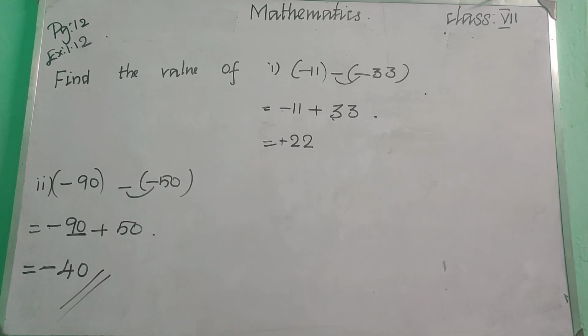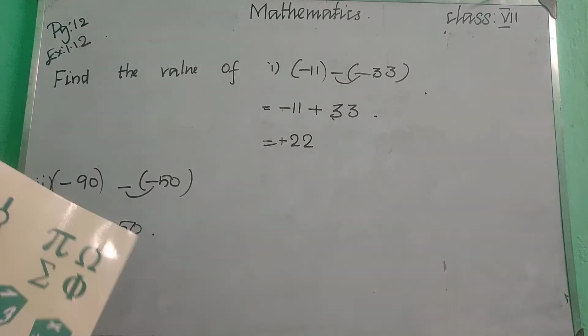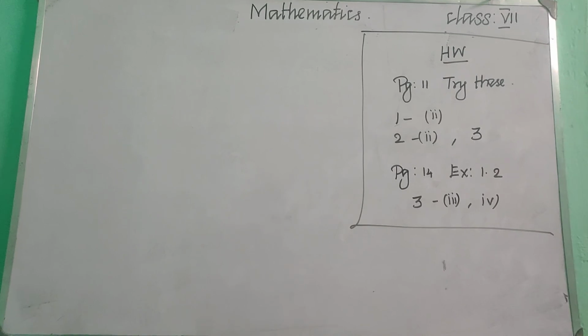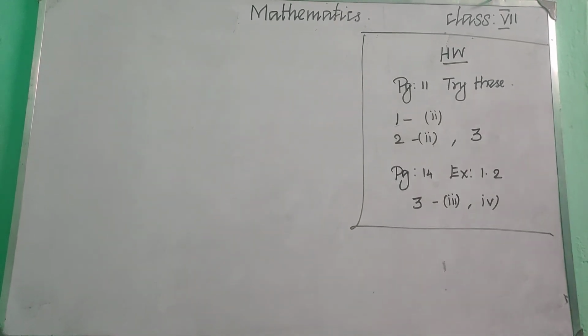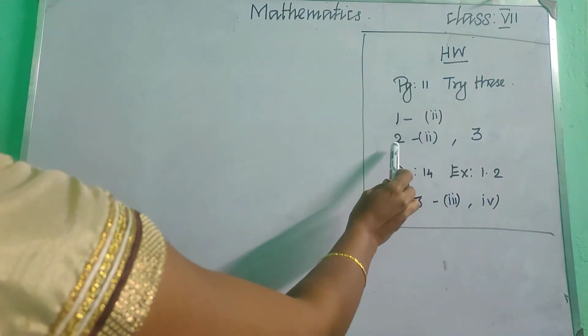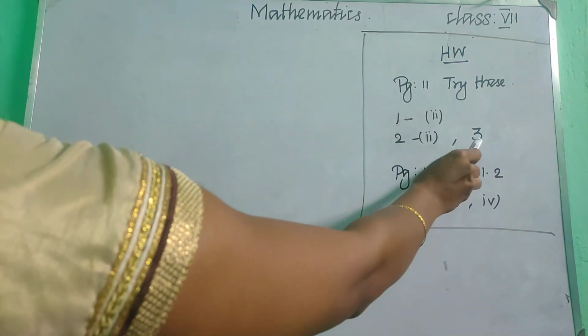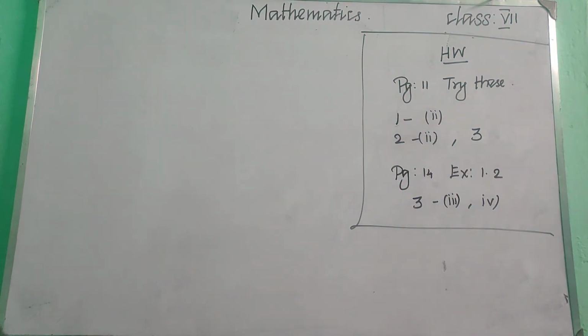So that's all about today's class. Let me give you homework. So note down your today's homework. Your homework is from page number 11. Try these, in sum number 1, the second one, and in sum number 2, second one. And the third one is about finding greater than or less than. So put the suitable symbol, less than, greater than. You can also complete it in your book.